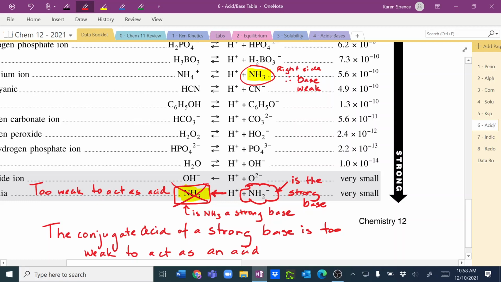Oh, did I write NH3 as a strong base? That's terrible. NH3 is not a strong base. I was shocked that I had written that, but I was writing a question. NH2 is the strong base, and NH3 is unable to act as an acid because it is too weak. So that means that what kind of a substance is NH3? It is a weak base.